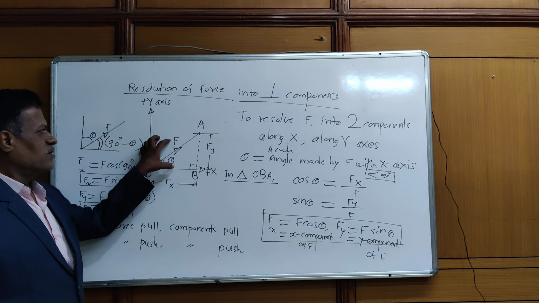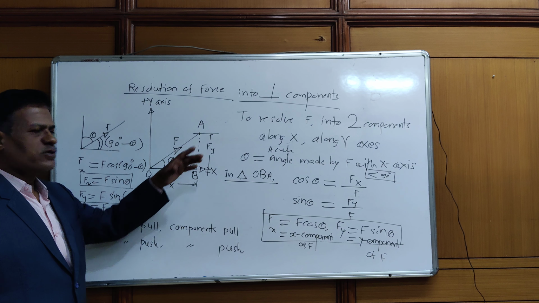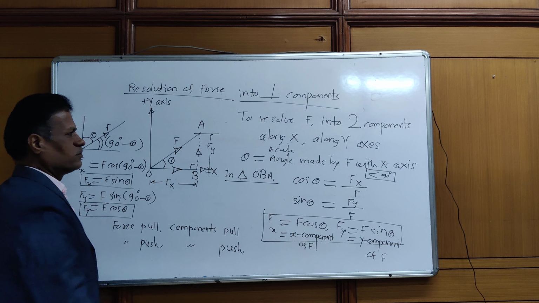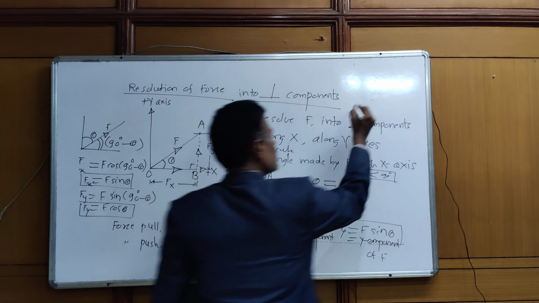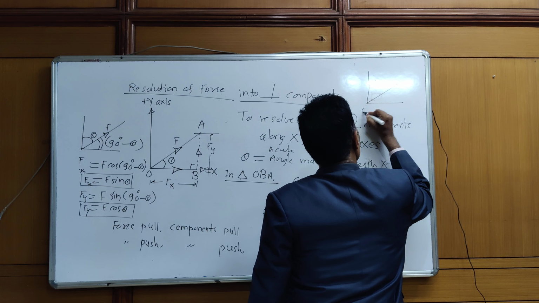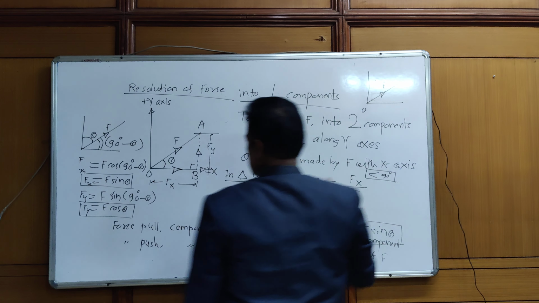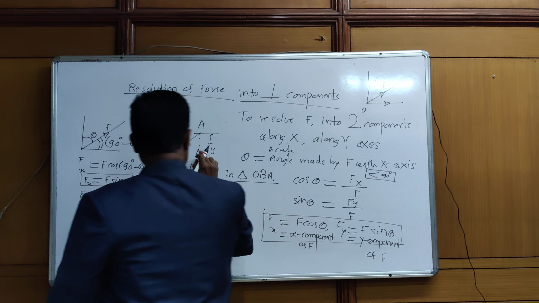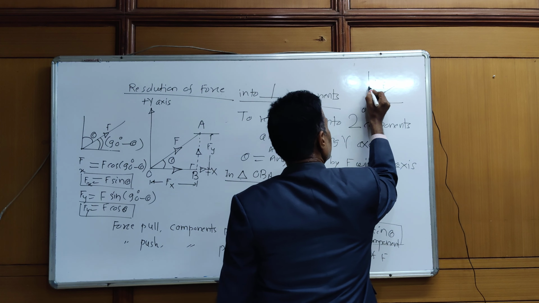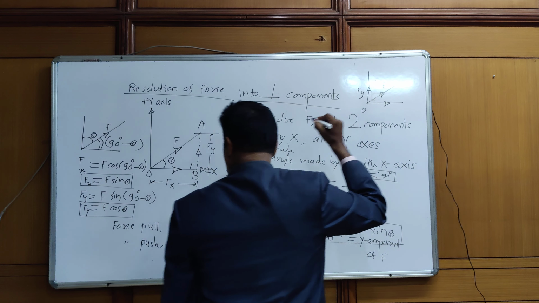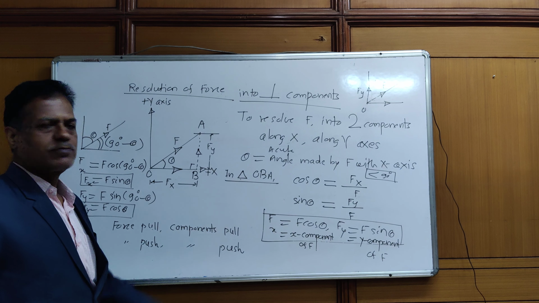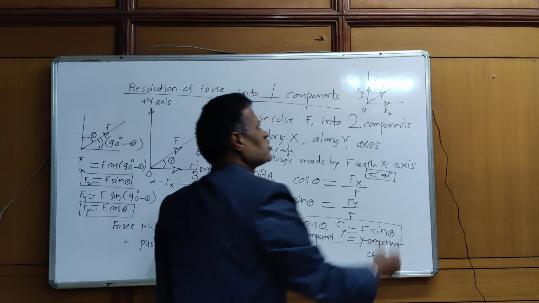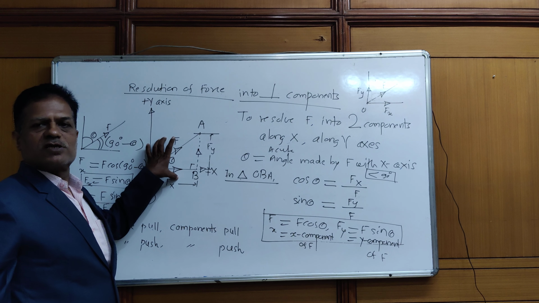Now for derivation purposes, we have shown this y component on the opposite side. This is the direction of the x component, this is the direction of the y component. But force is acting at point O. So what is the direction of Fx? Towards right. What is the direction of Fy? Upwards. As I already mentioned, force pulls, components pull. So here the force F is a pull, the components Fx and Fy are also. So this figure is only for derivation purposes.